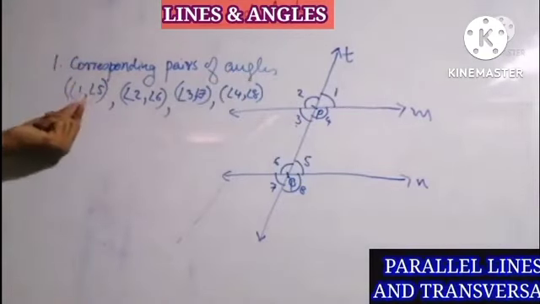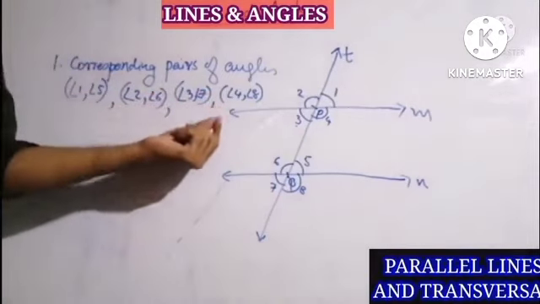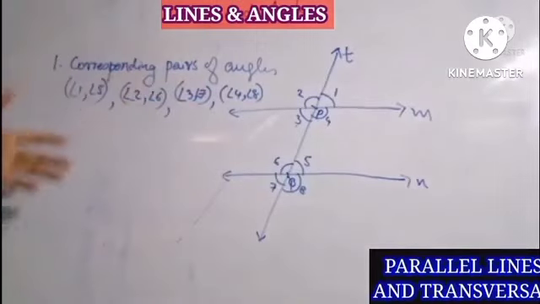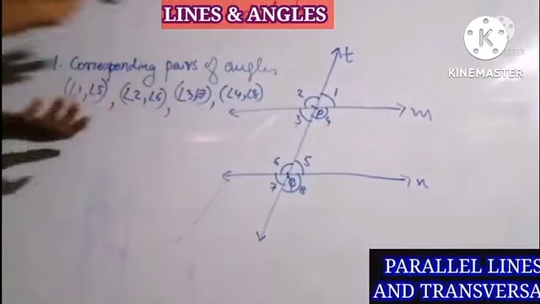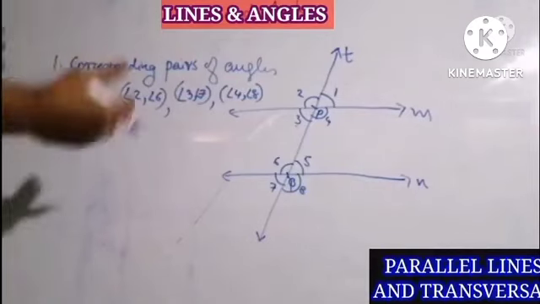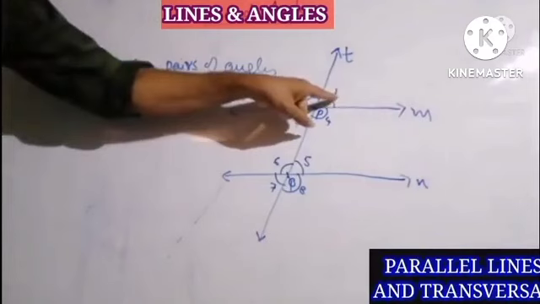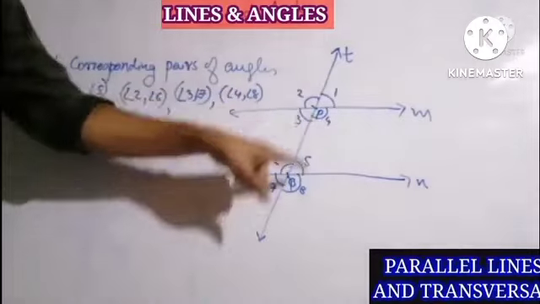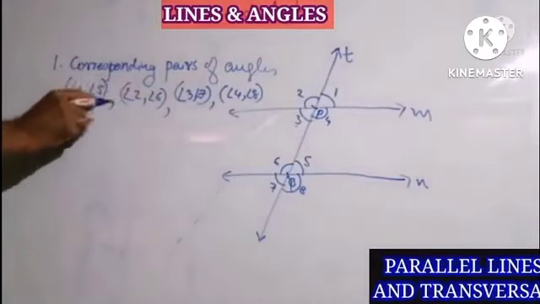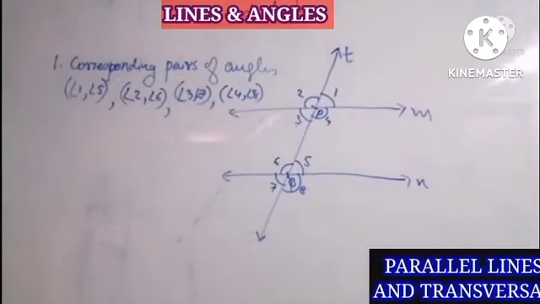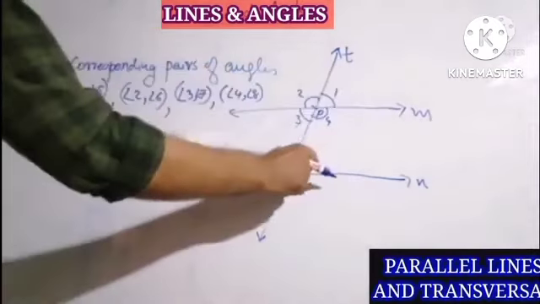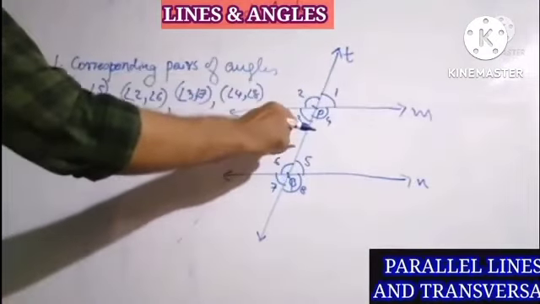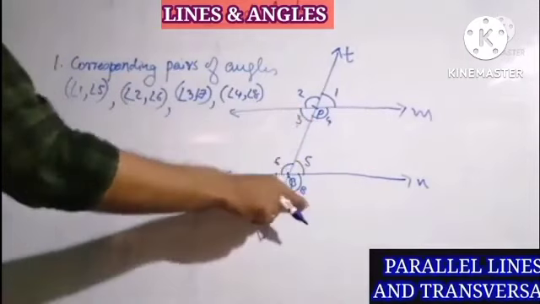And so, these are the corresponding pairs of angles. How many pairs of corresponding angles are there? 4 pairs. So, overall total 8 angles are there. All the 8 angles are considered to make corresponding pairs. Consider their positions. Here, first position, this side. So, 1 and 5, 2 and 6, 3 and 7, 4 and 8. And also, these angles are equal. So, angle 1 equals angle 5, angle 2 equals angle 6, angle 3 equals angle 7, angle 4 equals angle 8.